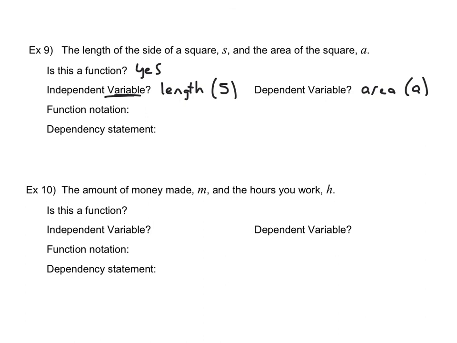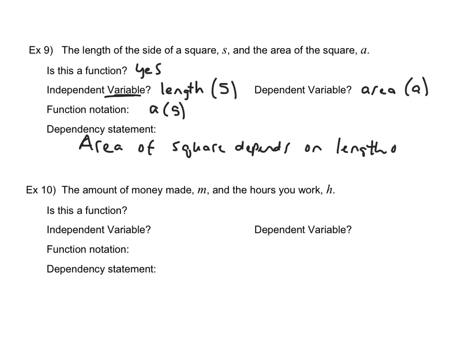So function notation is the area is a function of the side. So you put the dependent first because it is a function of the independent, and the independent goes inside parentheses. And the way we would write this is the area of the square depends on the length of the side. Okay.